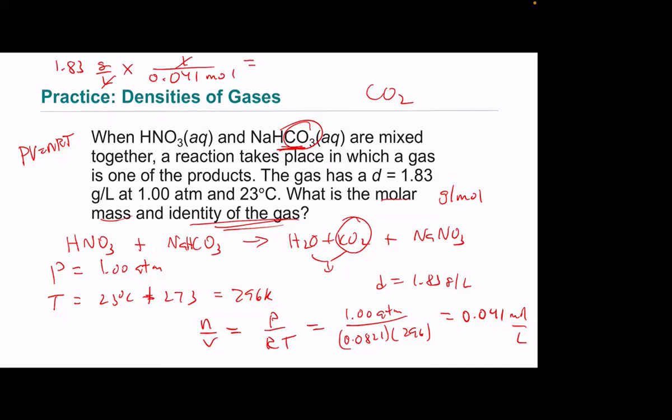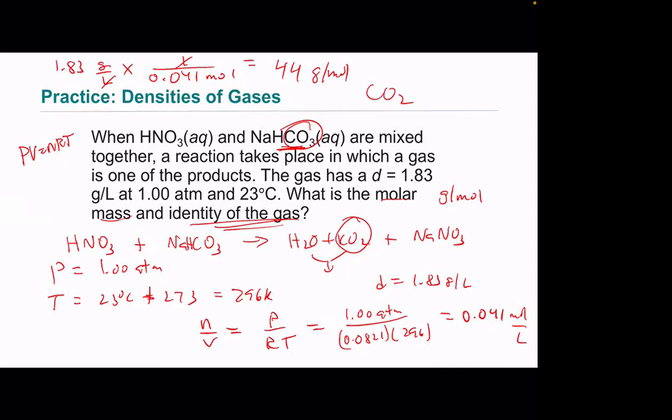See how I just looked at the units and said, okay, let's solve for what I can solve for, N over V. I don't have N, I don't have V, but that's going to get me moles per liter. And then I have grams per liter. So between the two of those, did we get 44? Did someone do it? Yes. Okay. 44 grams per mole. So we've got CO2.